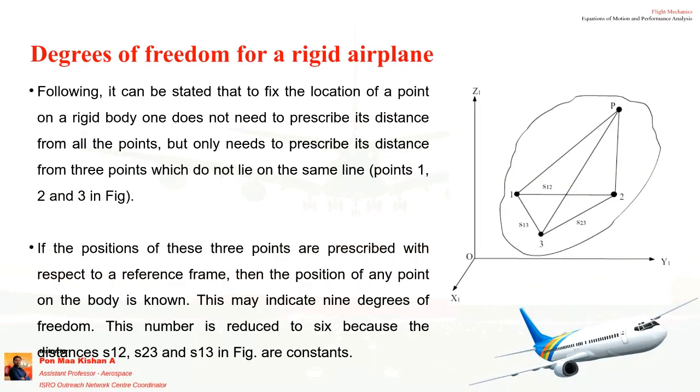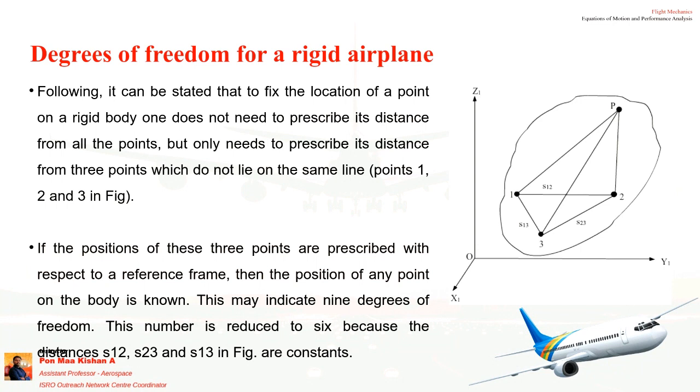So the next one is the degree of freedom of a rigid object, which I have given over here. How can we calculate a rigid object's degree of freedom? If you understand this, then we can easily identify the degree of freedom of an aircraft also, since the same will be applicable.